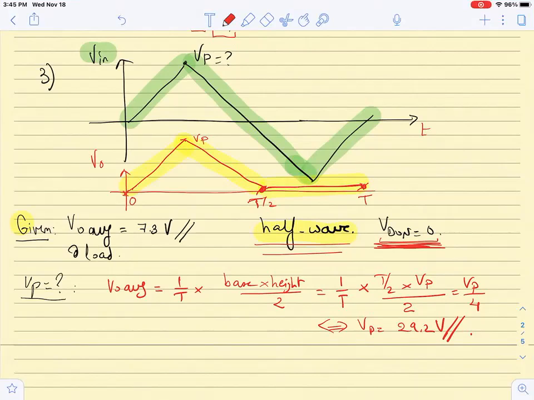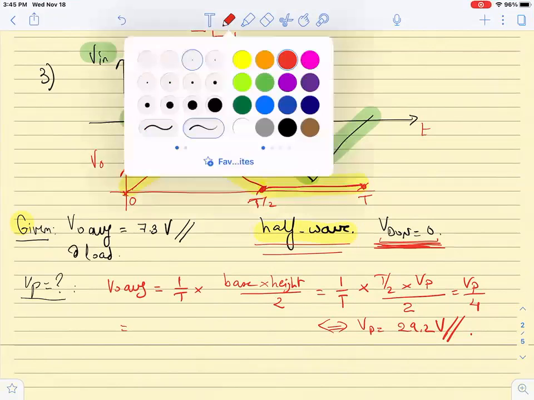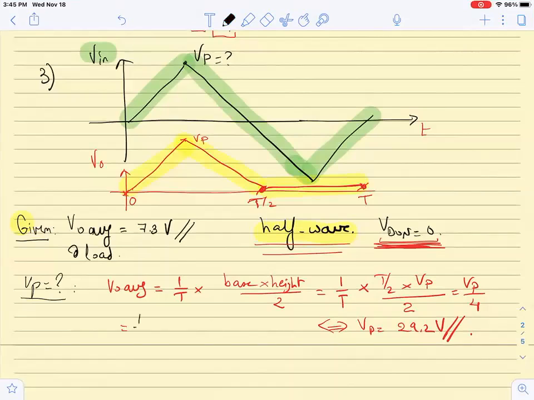So given that VO average at the load is 7.3 volts, we are being asked to find what is the peak of the input signal for this circuit. We know that VO average is 1 over T times the area, so the average output is equal to 1 over T times the integral of VO of T, which is equal to 1 over T times the area under the curve, which is under VO of T.